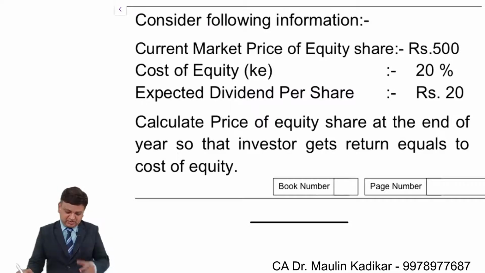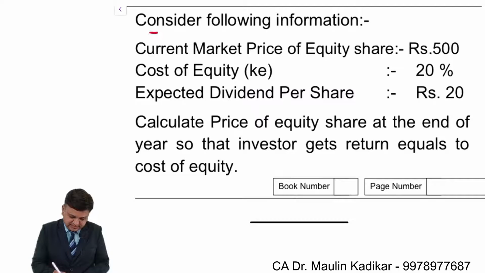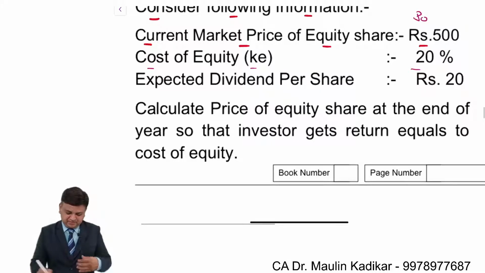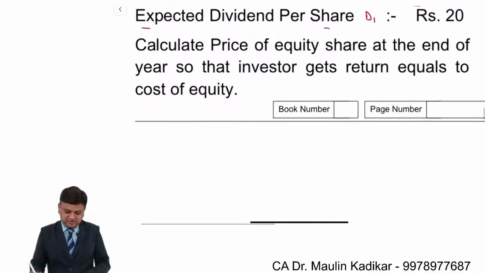So let us see the next question. Consider the following information. Current market price of equity share is 500, that is P0. Cost of equity is 20%. Expected dividend per share D1 is 20 rupees. Calculate the price of equity share at the end of the year, that is P1.